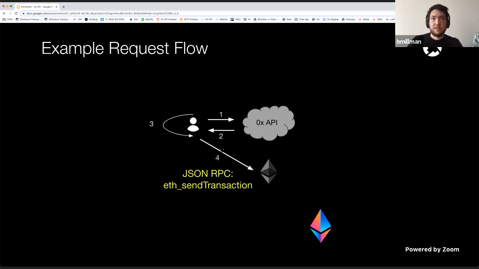Just at a high level, that's the basic flow. We'll go more into depth later, but this is just a high level overview of the flow to help with your understanding.